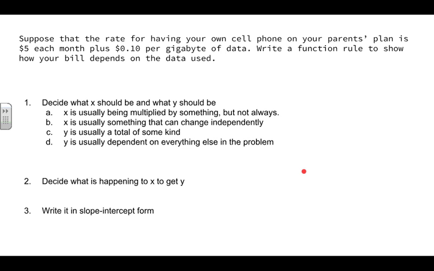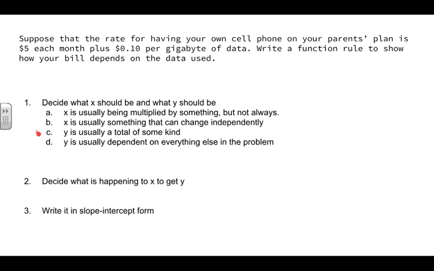Suppose that the rate for having your own cell phone on your parents' plan is $5 each month plus 10 cents per gigabyte of data. We're going to write a function rule to show how your bill depends on the data use. All right, we're going to follow the 3 steps that I have given you here.